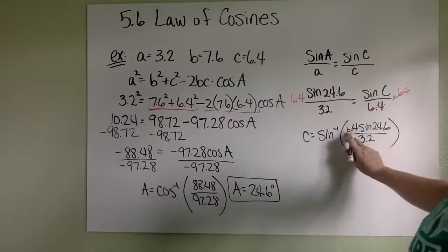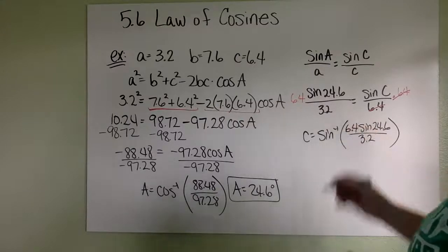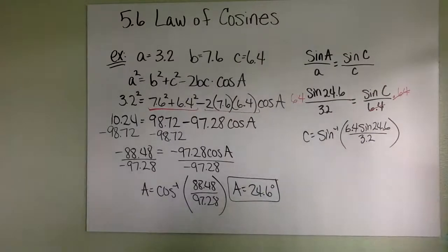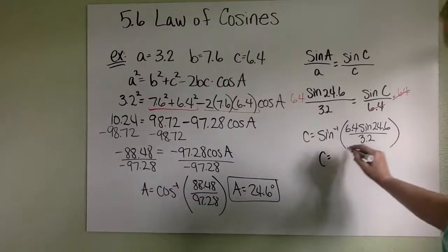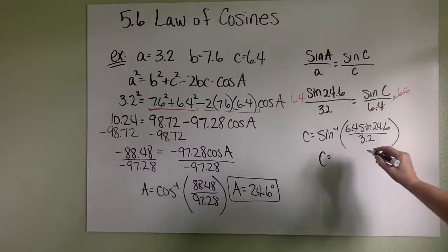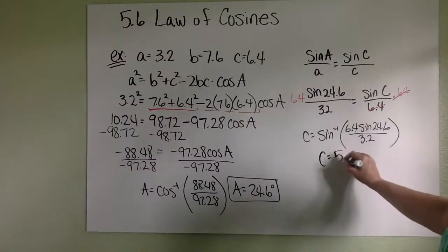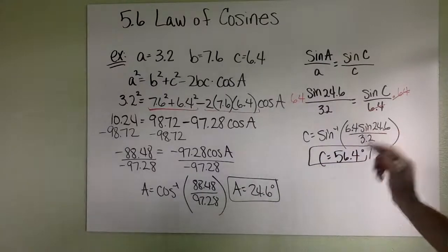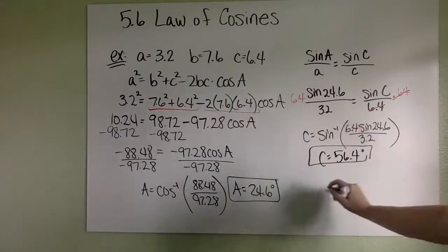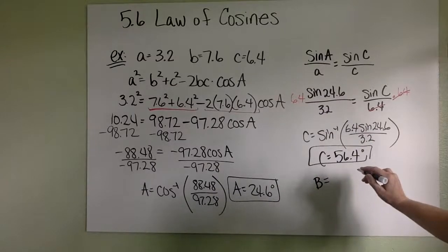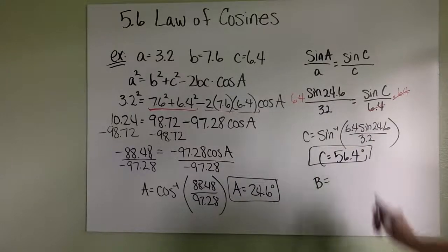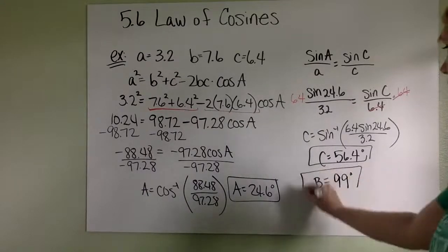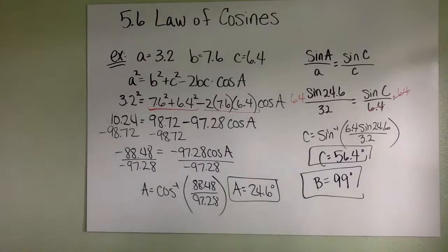Doesn't look like a 6, sorry. There, it's a little better. Okay, so then you just calculate that using a scientific calculator, and you get angle C is, I have it here, 56.4. And so then using your 180 is A plus B plus C, you get angle B is 99. Okay.